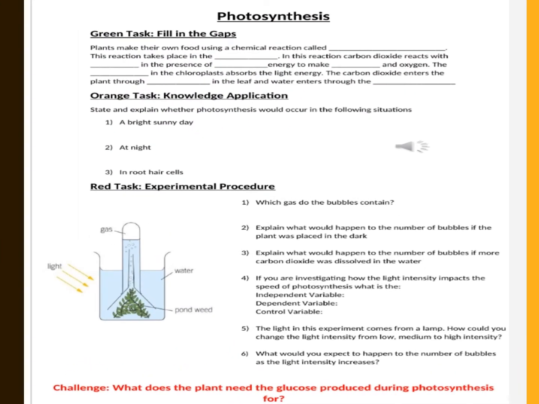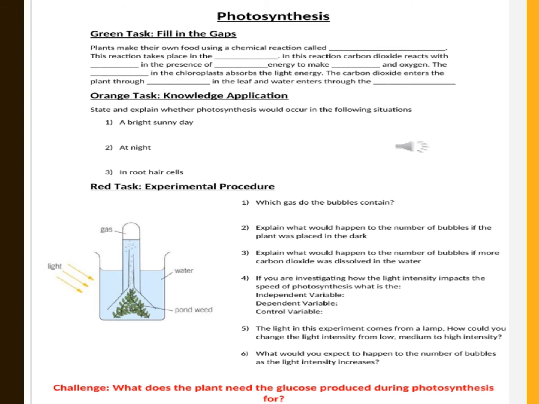The next task is green task, fill in the gaps. Plants make their own food using a chemical reaction called photosynthesis. This reaction takes place in the presence of light. In this reaction, carbon dioxide reacts with the what? With the water, in the presence of light energy to make glucose and oxygen.